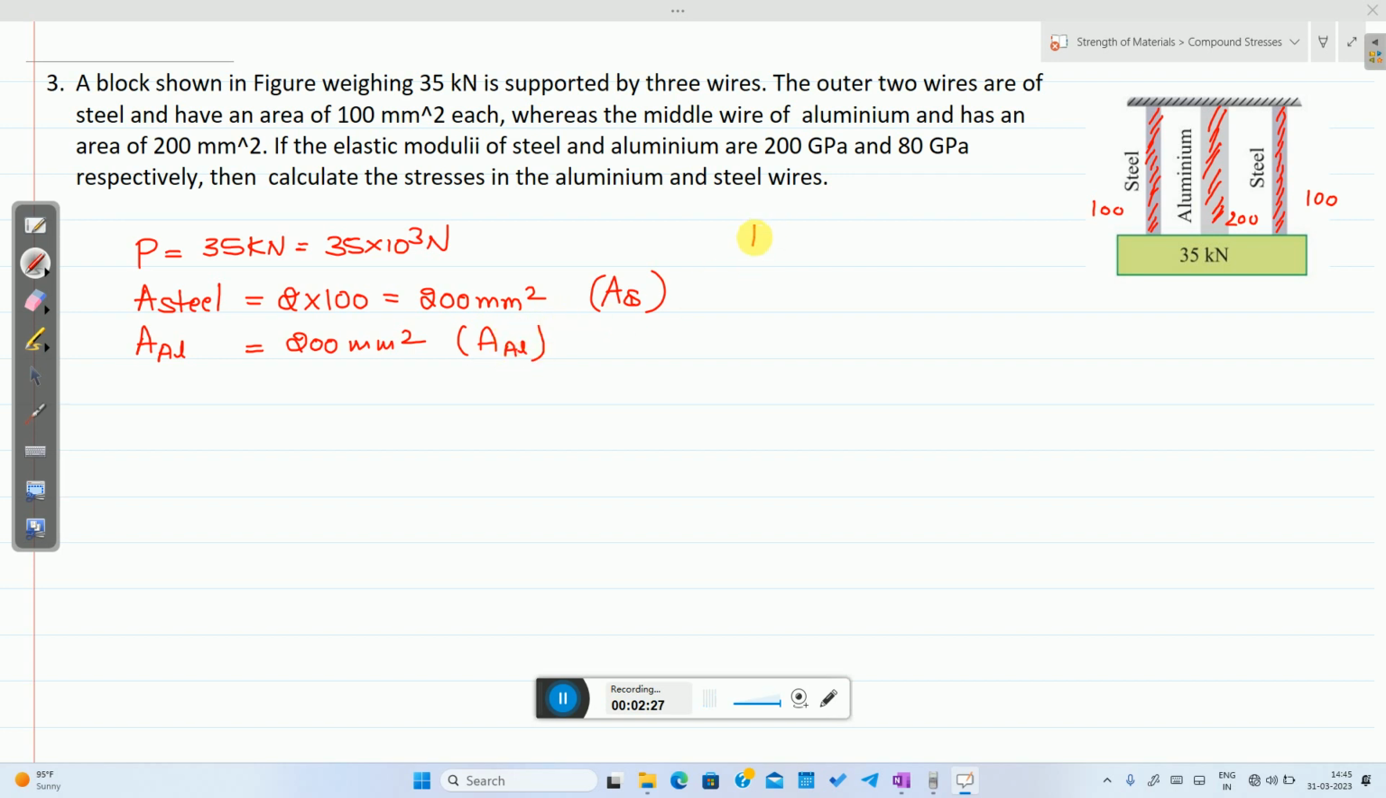Next, Young's modulus of steel. It is given that 200 GPa. So you will get 200 into 10 raised to 3 Newton per millimeter square. Next, Young's modulus of aluminium 80 GPa. So it will be 80 into 10 raised to 3 Newton per millimeter square.